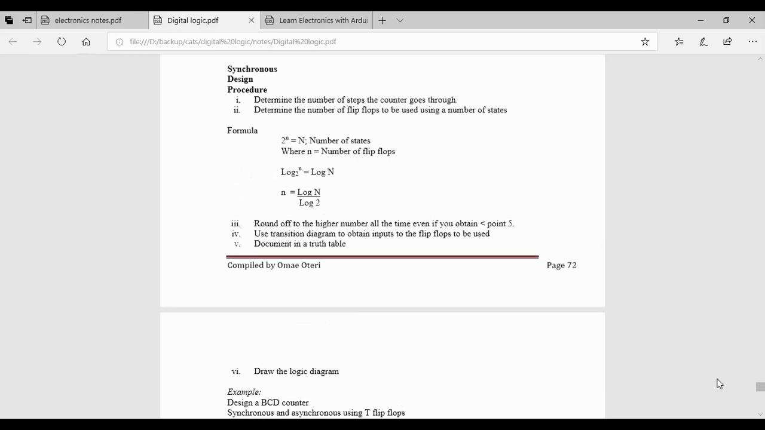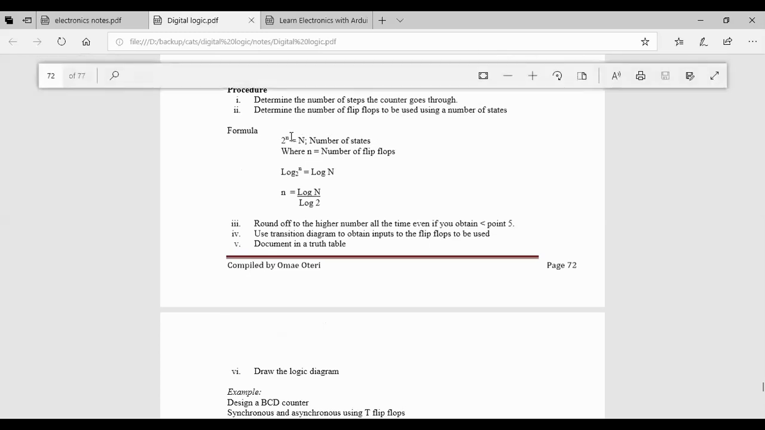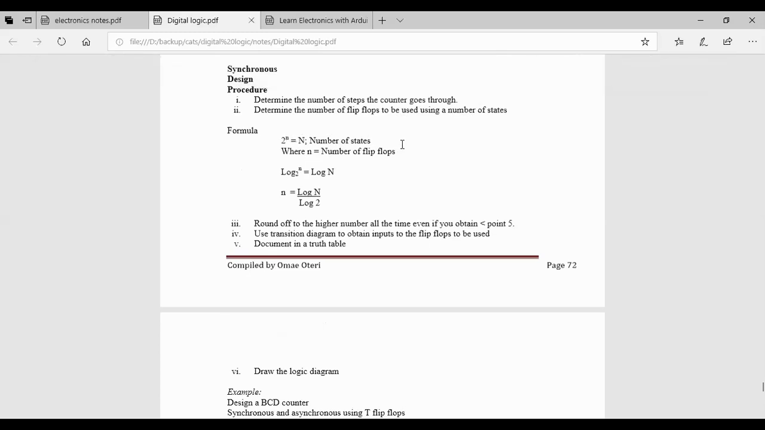So determine the number of flip-flops you're going to use, of course, from the number of states. And you're going to use this formula: 2 to the power n small is equal to N capital, where N capital is the number of states and n is the number of flip-flops. So if I have 4 states here, then you expect to have 2 flip-flops, because 2 to the power 2 is equal to 4. You can use this formula to determine that. Of course, if you are dealing with a number of states which are not powers of 2, then you use this formula and you round it off to a higher number always.